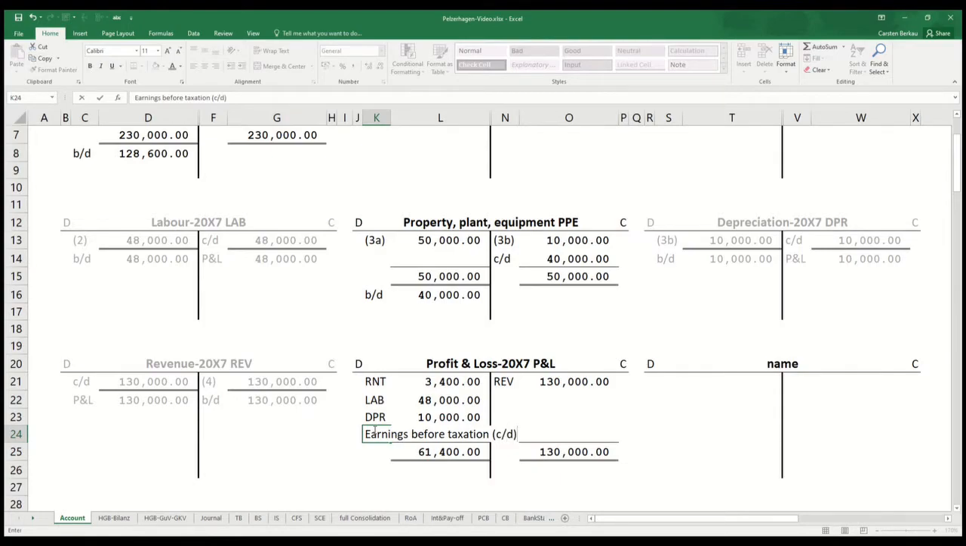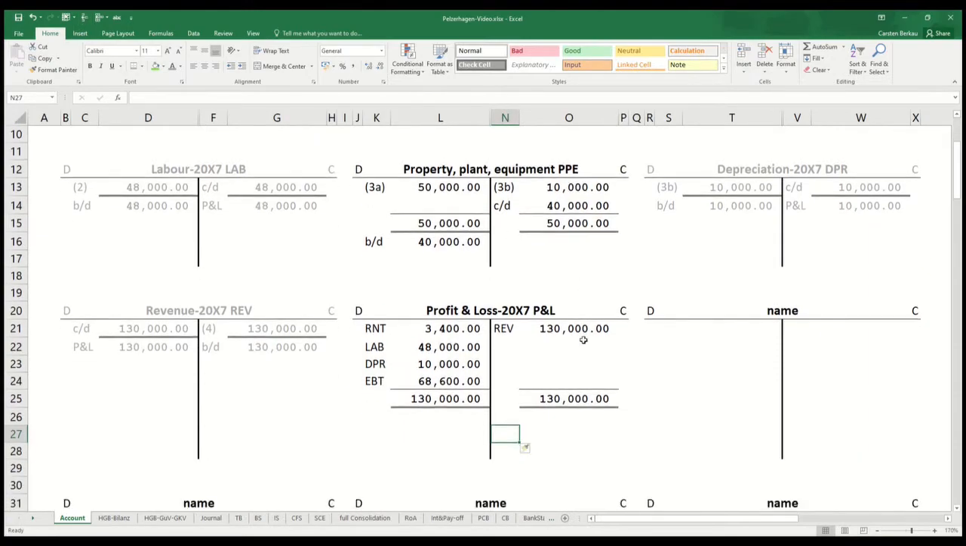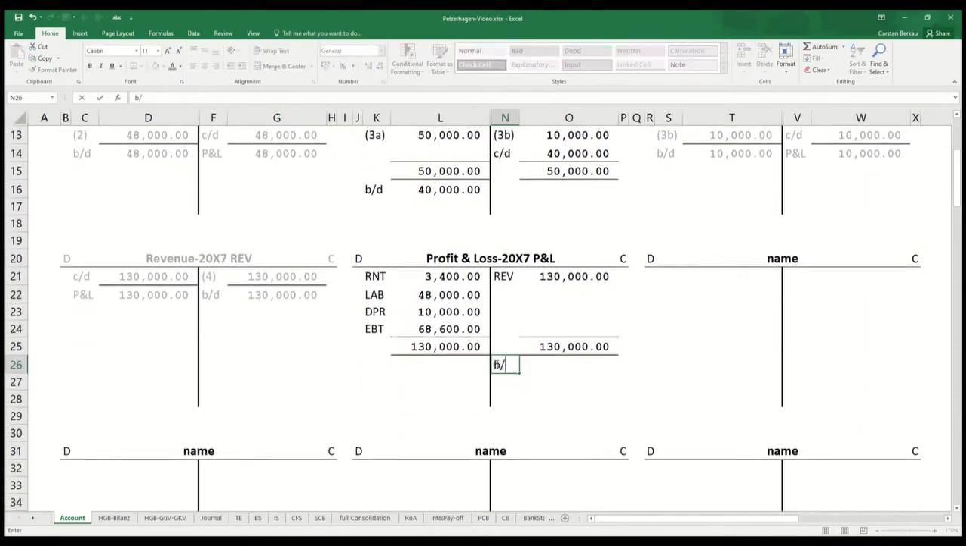Now obviously we do not have so much space, so for that reason we just use the abbreviation earnings before taxes, and we delete all the other things before. So we keep in mind that this amount here has been calculated by balancing of the account. So we quickly do this. 130 less the expenses will give me the profit before taxation. Now we have to record balance brought down, and it is the 68,600.